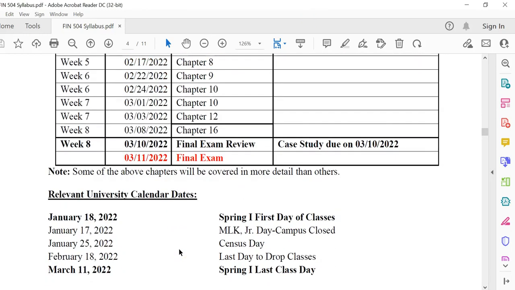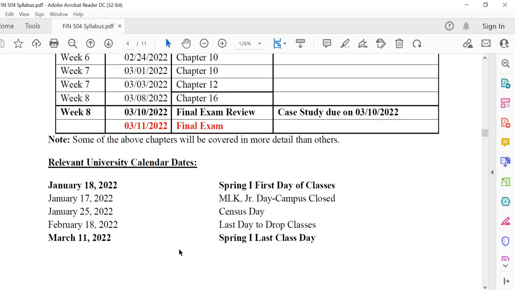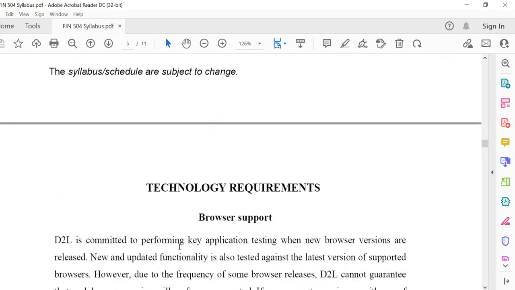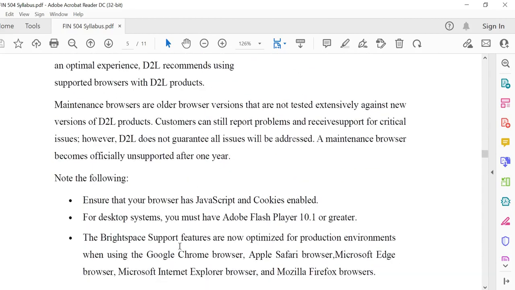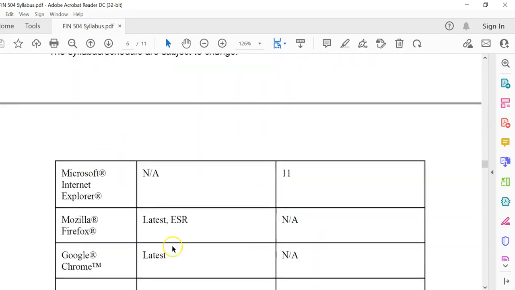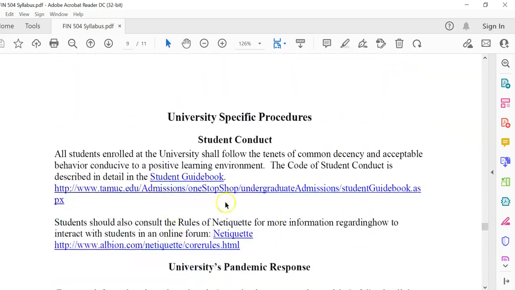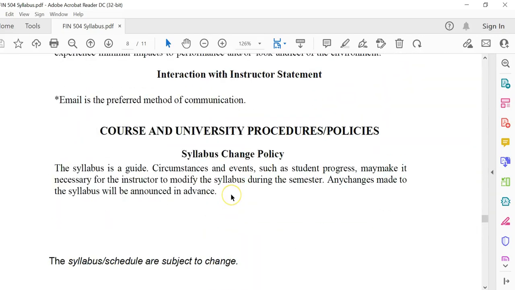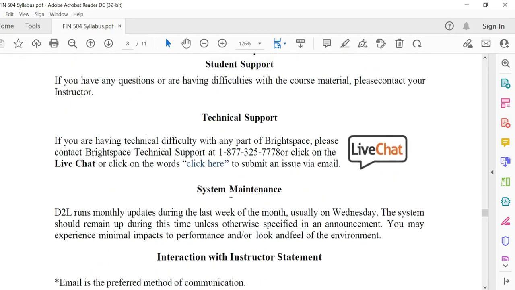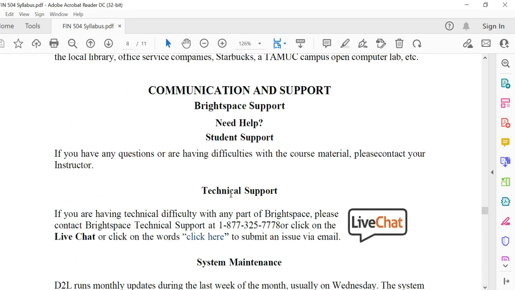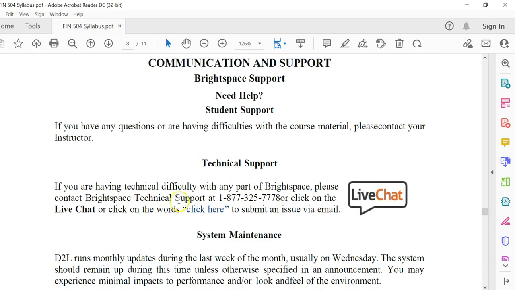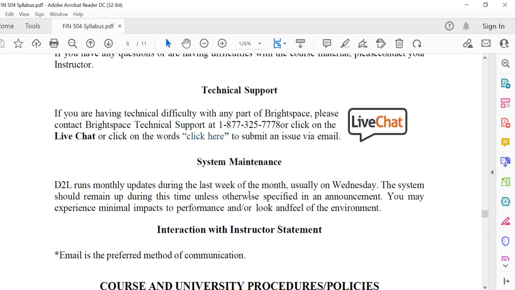These are some of the relevant dates: last day to drop the classes, last day of the classes, first day of the classes, census day, and all. You can read all the other parts on your own, like the technology requirements, and everything is mentioned here. One more thing: for any technical support related to your D2L, you can go there.